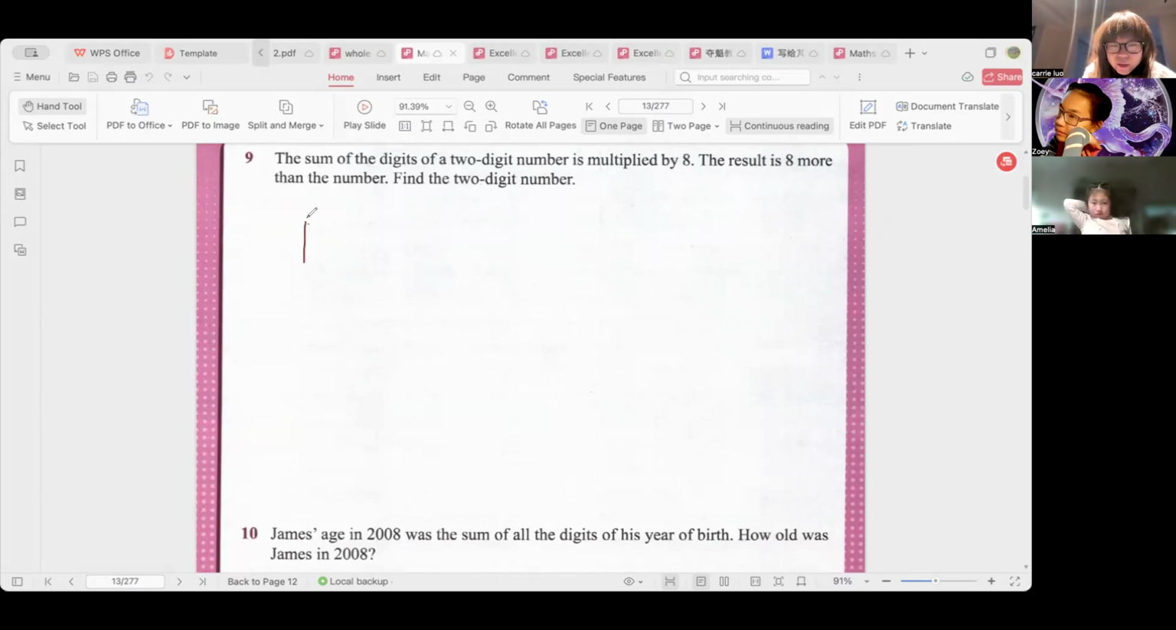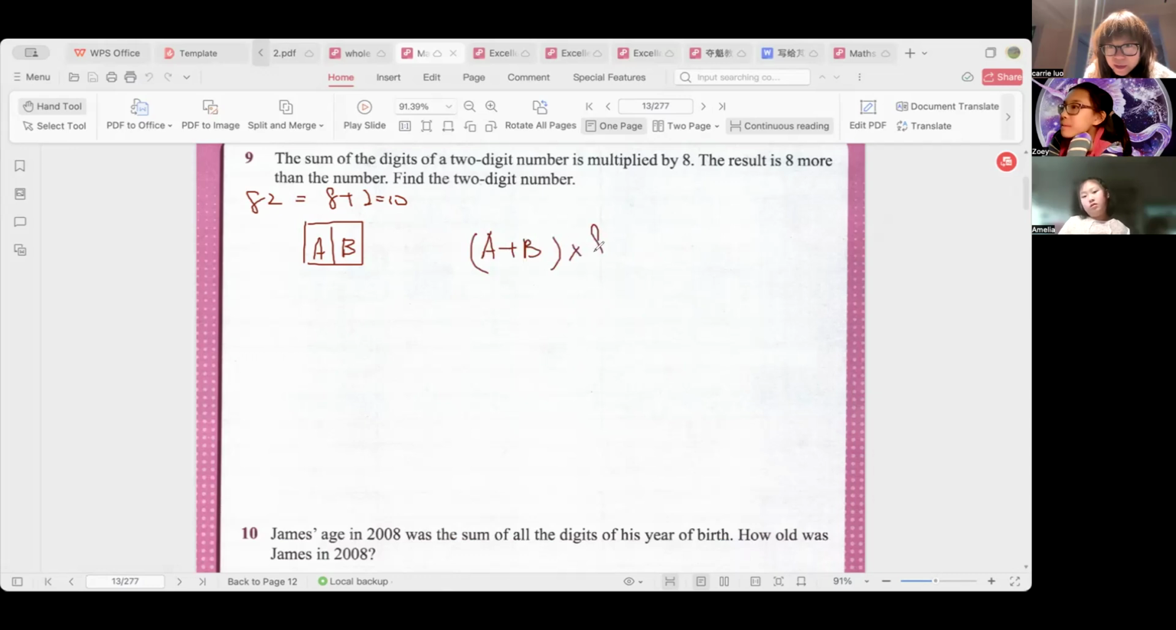So let's take a look at this one. We have a two-digit number, right? So we can say it's AB, right? For instance, 82. So they equals what? 8 plus 2 equals 10. That is the sum of the digit of two-digit number. Understand, Amelia? Okay, so if I apply this number, so it's A plus B times 8, right? Multiplied by 8. The result is 8 more than the number.